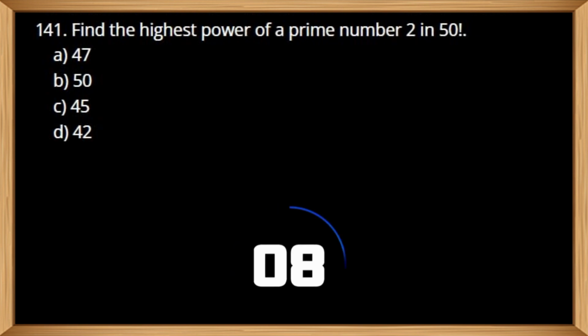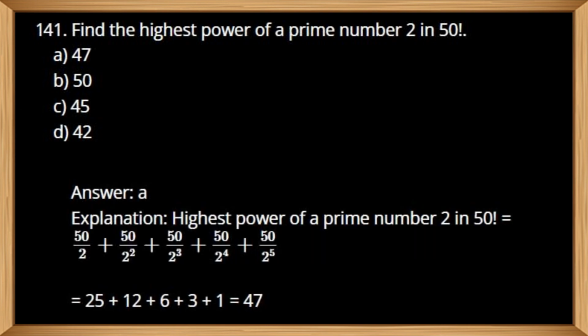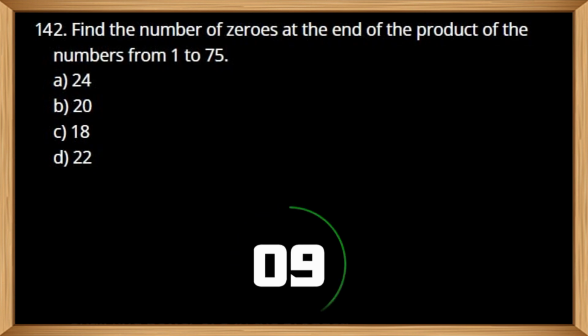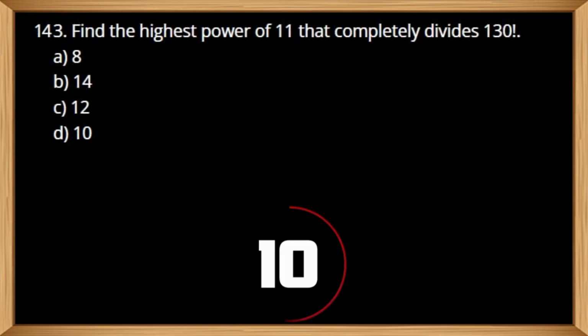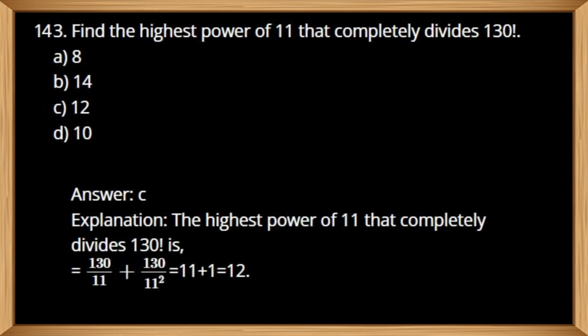Find the highest power of the prime number 2 in 50 factorial. Option A: 47. Find the number of zeros at the end of the product of the numbers from 1 to 75. Option C: 18. Find the highest power of 11 that completely divides 130 factorial. Option C: 12.